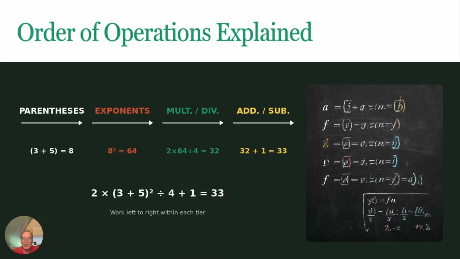Next is the order of operations. This is the set of rules that tells you which part of a problem to solve first, so that everyone gets the same answer every time. You handle anything in parentheses first, then exponents, then multiplication and division from left to right, then addition and subtraction from left to right. Most mistakes in algebra don't come from not understanding the concept. They come from doing the steps in the wrong order. Get this rule in early, and it'll save you constantly.